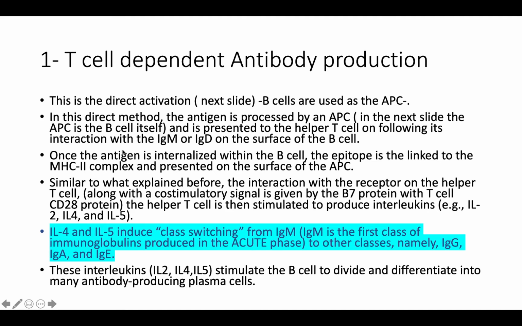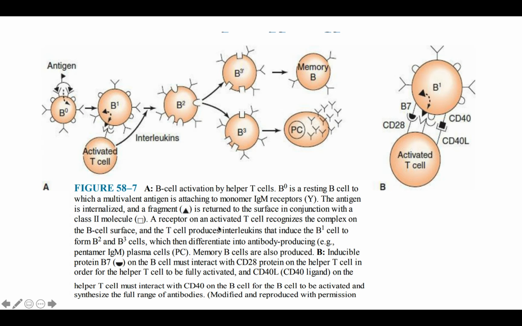This dependent antibody production will class switch from IgM, the first class of immunoglobulins in the acute phase, to the chronic phase, which is IgG, IgA and IgE. And so this is what we're saying here.